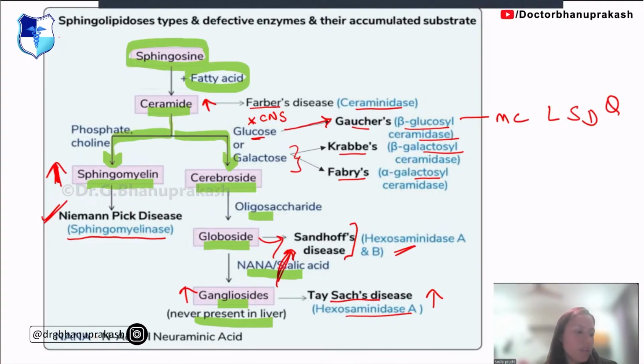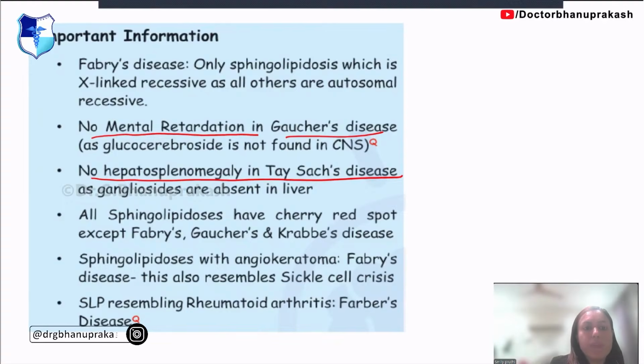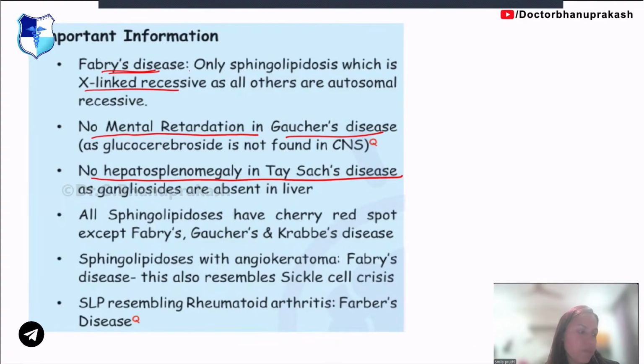So tell me one thing. I told you that gangliosides are never present in the liver and glucocerebroside is never found in CNS. So, if I tell you one line: all these sphingolipidosis which I've mentioned on this page have hepatomegaly, they have an enlarged liver, except, no hepatosplenomegaly in Tay-Sachs and no mental retardation in Gaucher's. As I told you, glucocerebroside is not found in CNS. Then Fabry's is the only one which is X-linked recessive. All others are autosomal recessive.